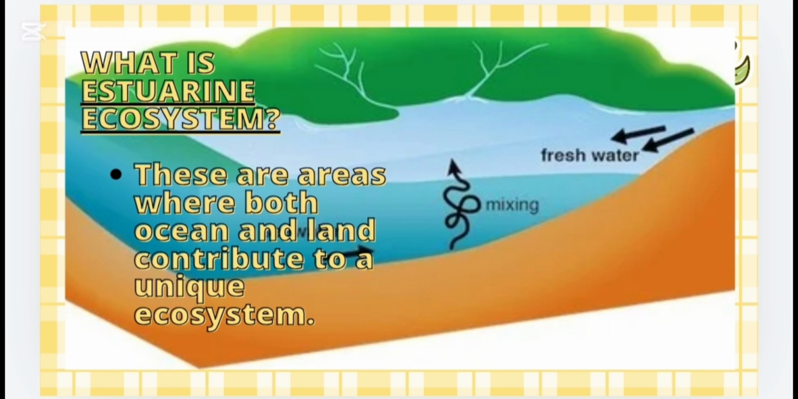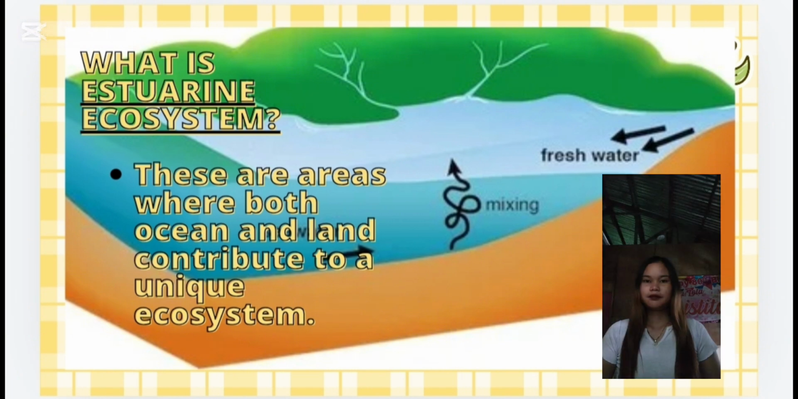What is estuarine ecosystem? It means these are areas where both ocean and land contribute to a unique ecosystem. According to my research, estuaries and their surrounding wetlands are bodies of water usually found where rivers meet the sea. Estuaries are home to unique plant and animal communities that have adapted to brackish water, a mixture of fresh water draining from the land and salty seawater.